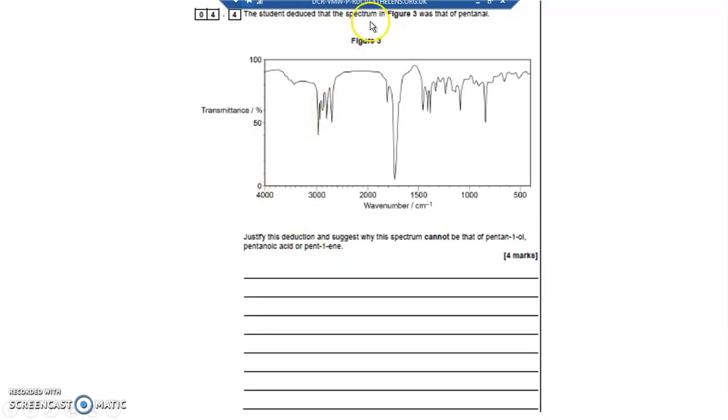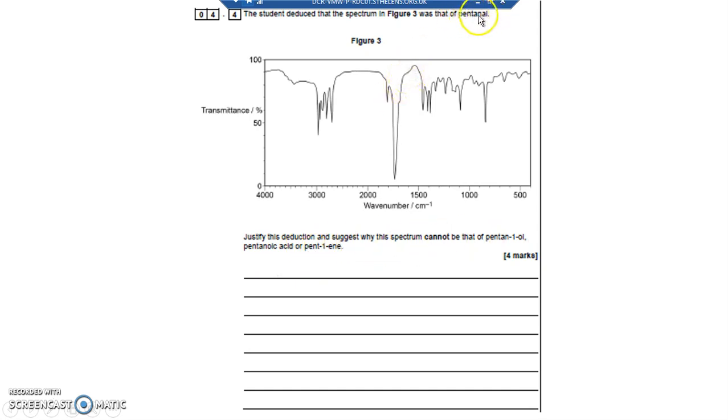The student deduced that the spectrum was that of pentanal. So pentanal has got a carbon to oxygen bond in it at the end of a chain. Justify this deduction and suggest why the spectrum cannot be that of pentan-1-ol, pentanoic acid and pent-1-ene. So for 4 marks, I think first of all you need to say what's in this that identifies the carbon to oxygen double bond, and what's not in this that should be present if it were pentan-1-ol, pentanoic acid and pent-1-ene, to show that it's not these 3.